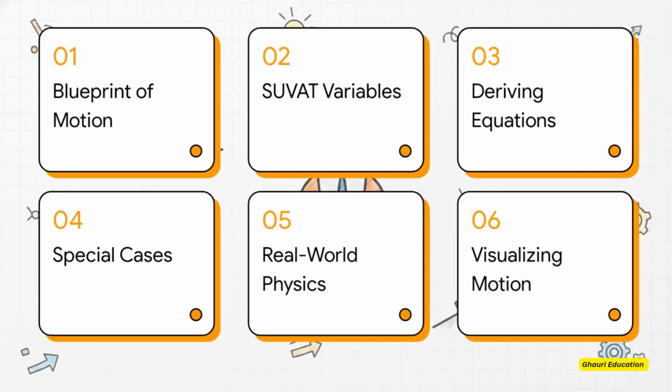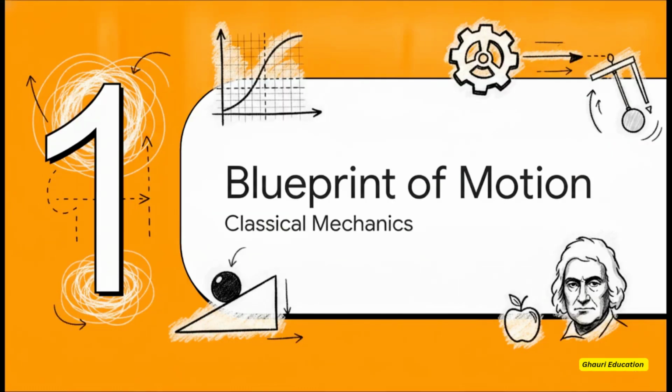So here's our roadmap for this explainer. 1. The blueprint of motion. 2. Meet the SUVAT variables. 3. Deriving the equations. 4. Special cases in motion. 5. Real-world physics. And 6. Visualizing the big picture. Let's get right into it. Part 1. The blueprint of motion, the foundation of classical mechanics.